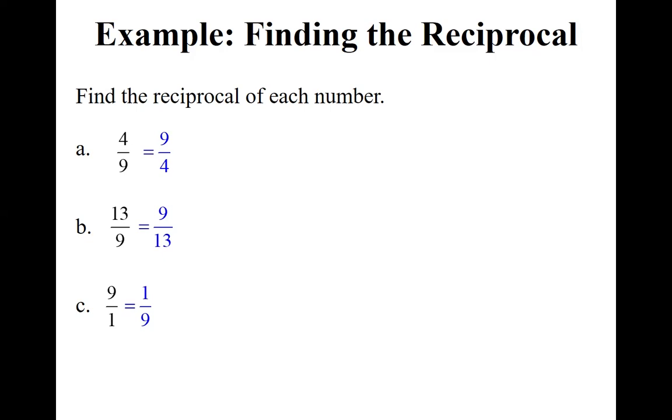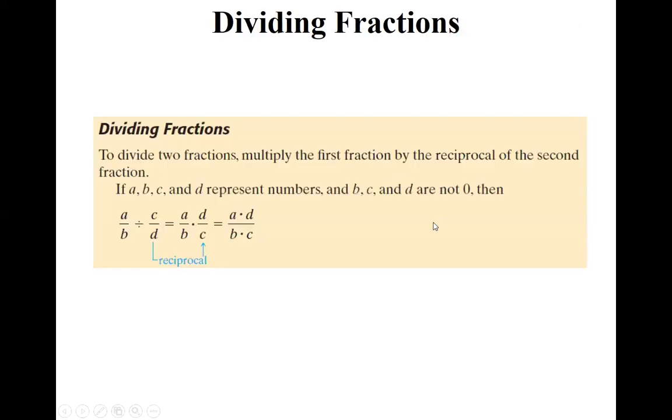Okay, now we know what a reciprocal is. Now we can talk about dividing fractions. To divide two fractions, we multiply the first fraction by the reciprocal of the second fraction. So if A, B, C, and D are numbers, and B, C, and D are not 0 because they're going to end up on the bottom of a fraction at some point, and we can't divide by 0. A over B divided by C over D would be A over B times D over C, which is A times D over B times C.